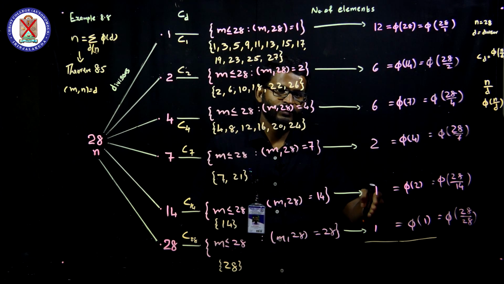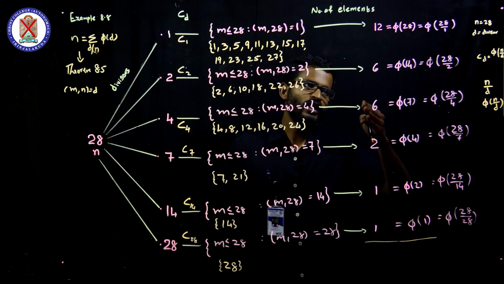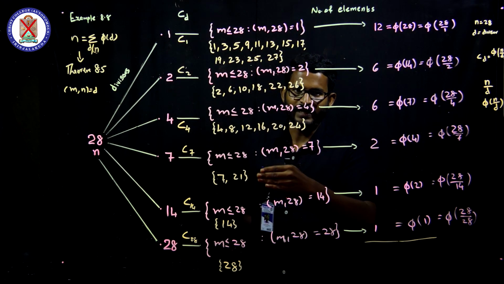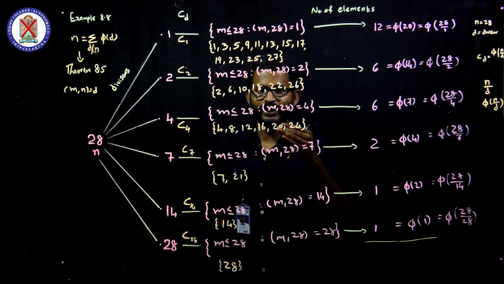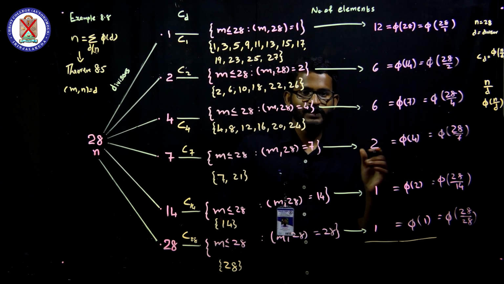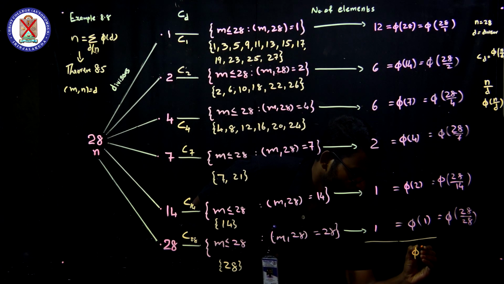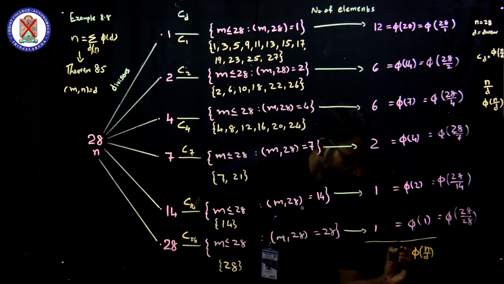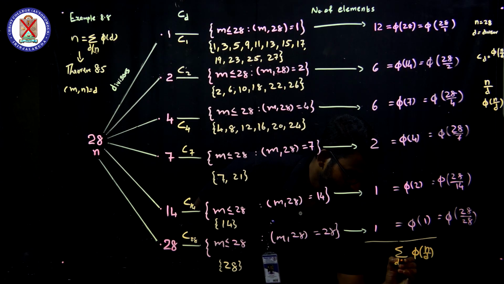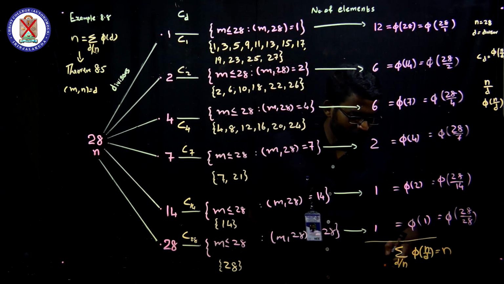If I add all these numbers, by the example we get the total number 28. Similarly, if we sum all the cardinalities of Cd, we will get the total number n. Cardinality means the total number of elements in a set. We know the cardinality of Cd is phi of n by d. Sum means sigma, and d is a divisor of n, and the sum is equal to n.